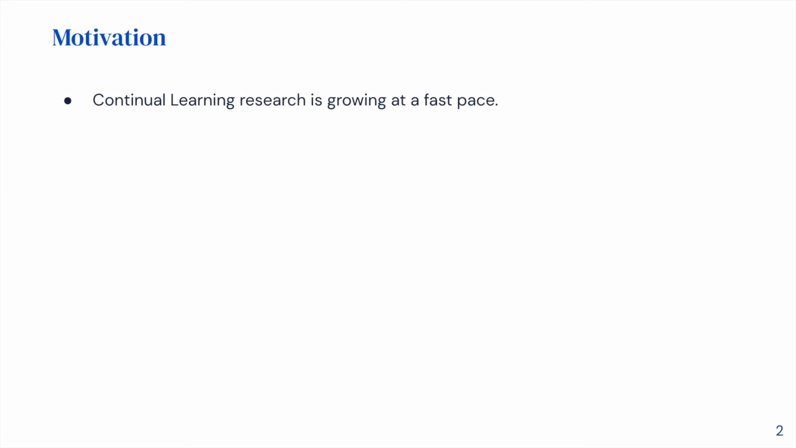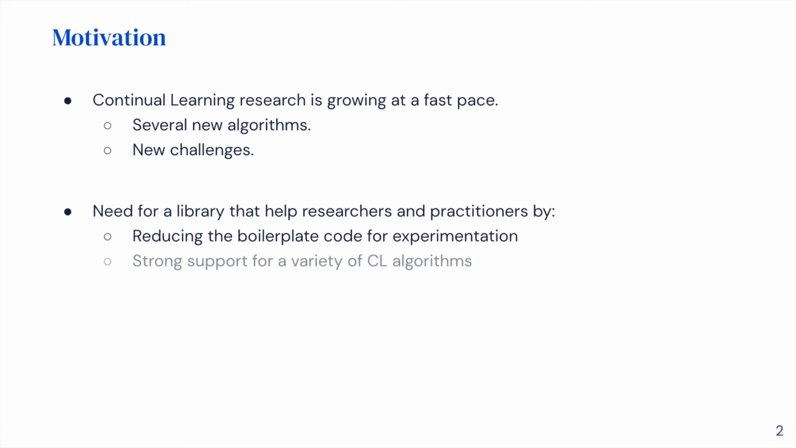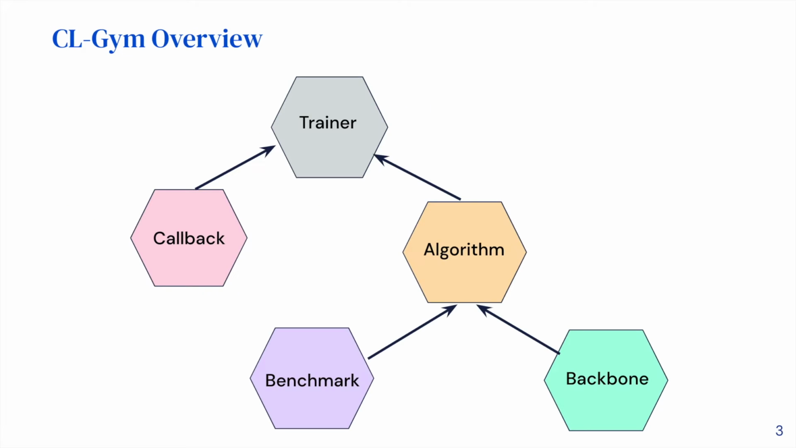We know that continual learning research is growing very fast, with many new algorithms being introduced every month, and with new research, new challenges arise. So we believe that both researchers and practitioners need a library that can reduce the boilerplate and repeated code for continual learning and has strong support for various algorithms. And finally, it has a clean and intuitive API for research and development of new ideas.